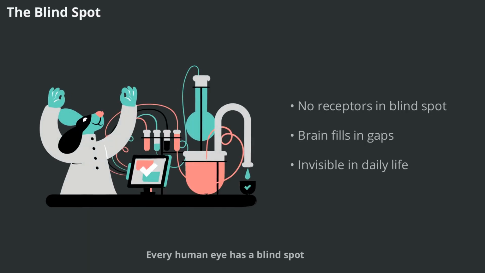Every human eye has a blind spot, a small area on the retina where the optic nerve exits the eye. This spot lacks photoreceptor cells, so no image is detected there. Normally, we don't notice the blind spot because our brains fill in the missing information using data from the other eye. The blind spot is a fascinating example of how the brain compensates for physical limitations in our vision.